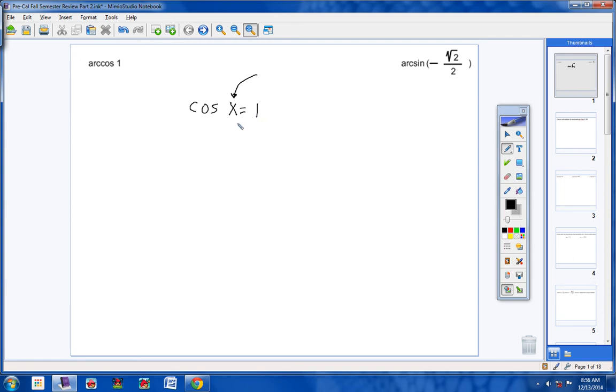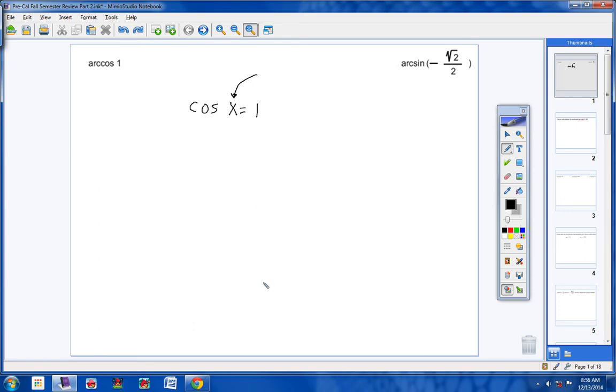So let me sum it up by saying this. Whenever you're given an arc cosine, this whole thing right here always equals a what? Don't miss this. This is really, really important. Anytime you're given an arc something, the whole thing equals an angle. Please don't forget that, okay? Alright, moving on. So let's go ahead and solve this.